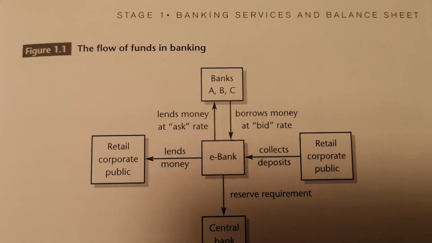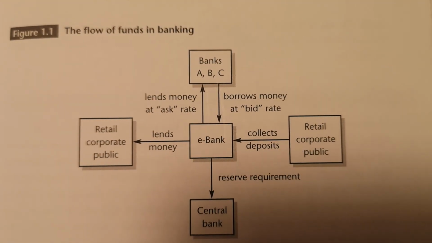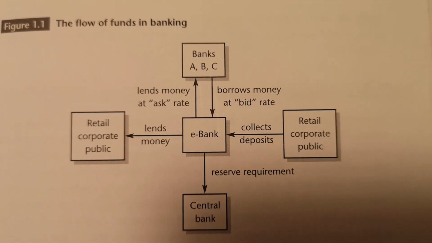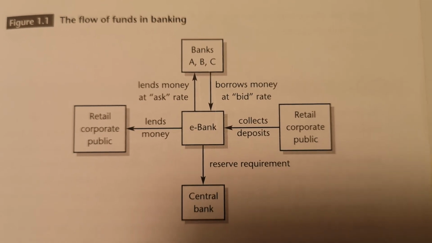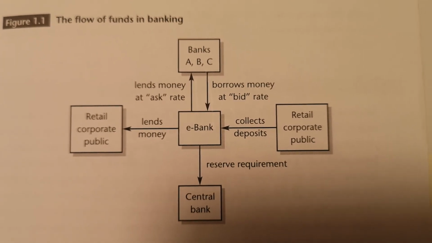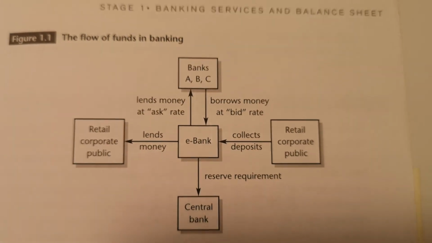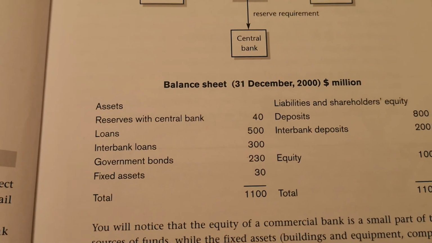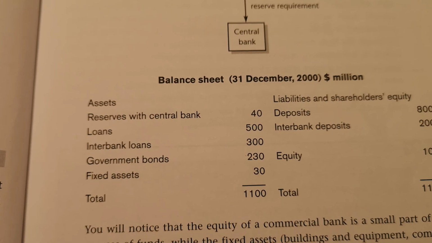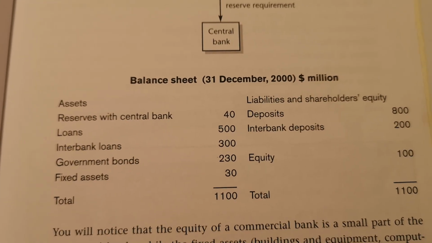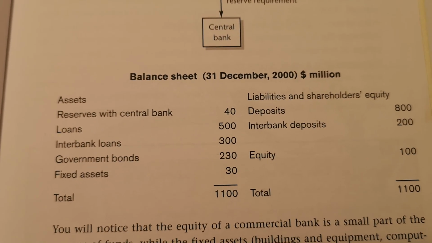So to summarize, first, we talked about the flow of funds within the bank, with the central bank, with other banks, and how they collect deposits and lend money to retail, corporate, and public. Then we gave a balance sheet example, the asset and the liability and equity parts.